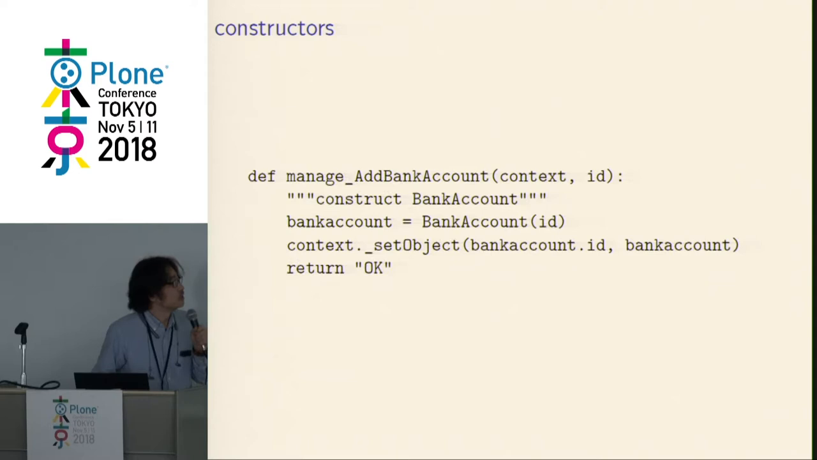And the post handler accepts the passed ID, creates a bank account instance, and adds the instance to the context. Return OK as the response body.